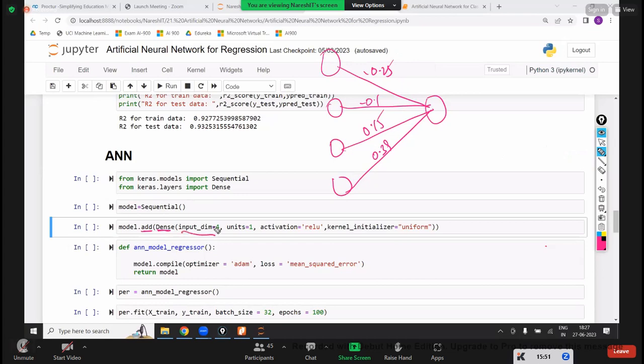Input dimension is equal to 4 means this is the input layer, which consists of 4 neurons. Units is equal to 1 means along with your input layer, dense you are writing now. Dense means on the other side there should also be one more neuron. Then only it will be connected. Without writing the second layer, how will it be connected? So it is going to connect this one.